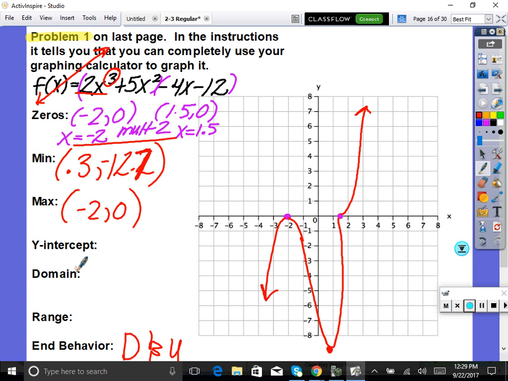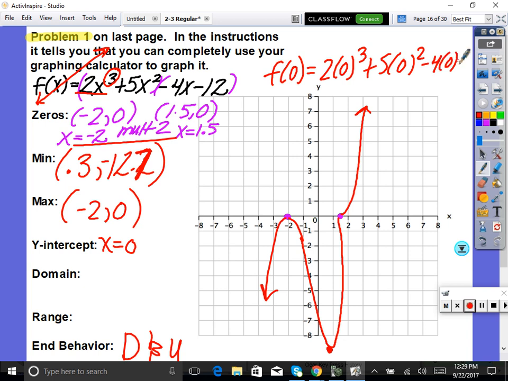Our y-intercept, guys, this is true for all functions. Y-intercept is when x equals 0. So let me show you how to do that using algebra. Plug in 0. So that would be f of 0. Isn't that when you plug in a 0 for x? 2 times 0 cubed plus 5 times 0 squared minus 4 times 0 minus 12. Isn't anything times 0 just 0? So all those are 0 and we get -12. So we would say 0, -12.